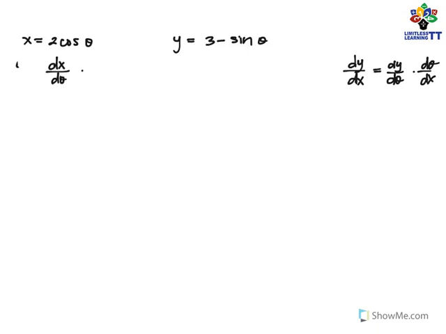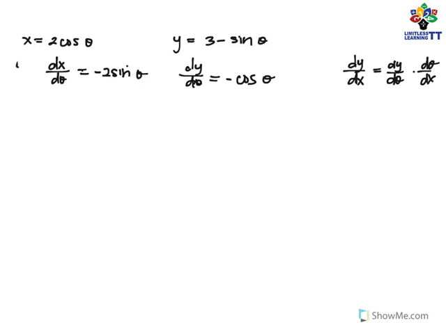So dx/d theta will be equal to the differential of cos theta, which is minus sine. So this becomes minus 2 sine of theta. And then dy/d theta will be, the differential of 3 is simply going to be 0. And the differential of minus sine is going to be minus cos of theta. So minus cos theta.